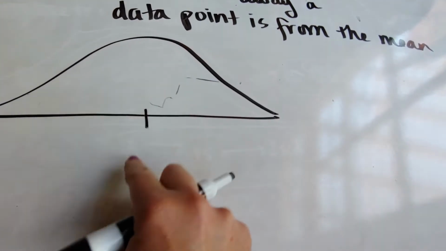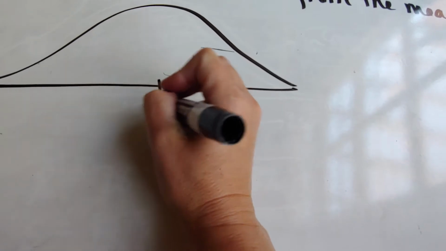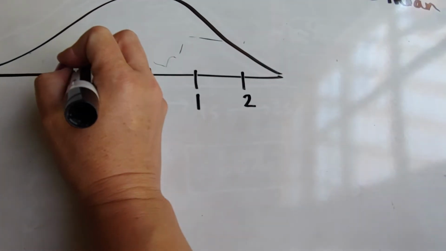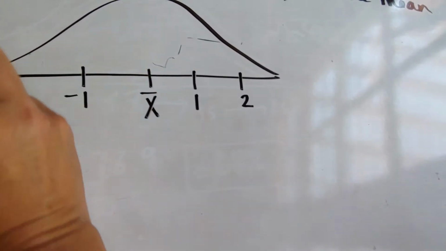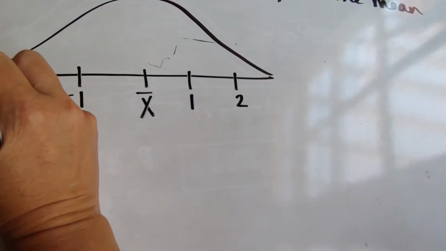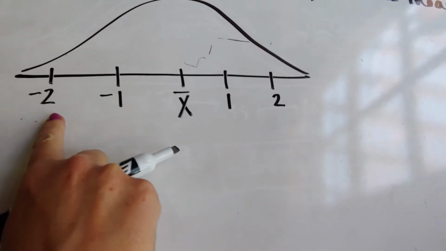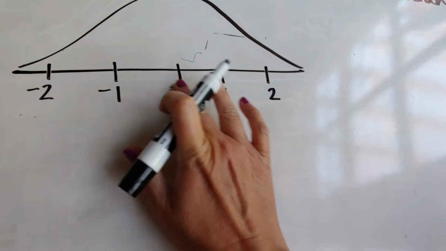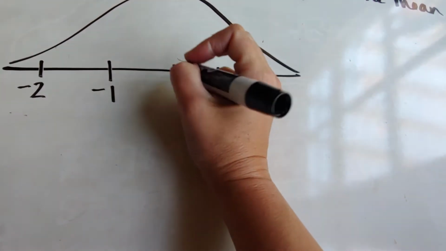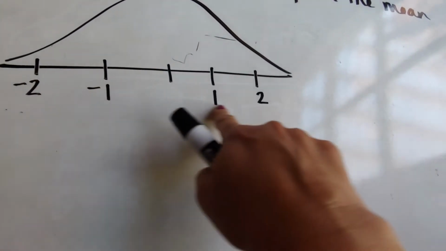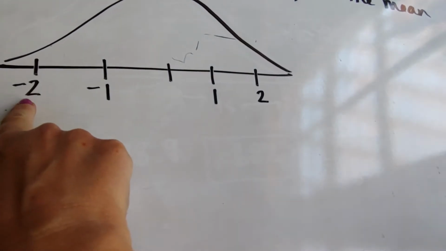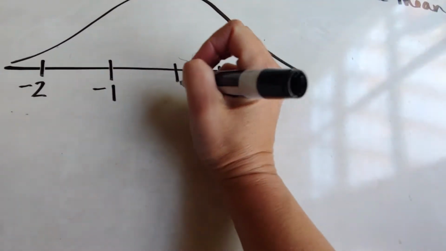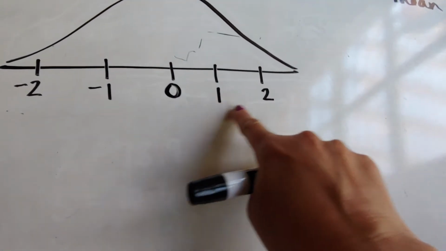We had our x bar in the middle, and then we'd walk out 1 standard deviation, 2 standard deviations, -1 standard deviations, and -2 standard deviations. Okay, so you'll notice I didn't write the s's to the side like I did in the empirical rule, and that's because when you're talking about z-scores, we make these the unit of z. This would be -2 z's, -1 z's, 0 would be x bar, 1 and 2.